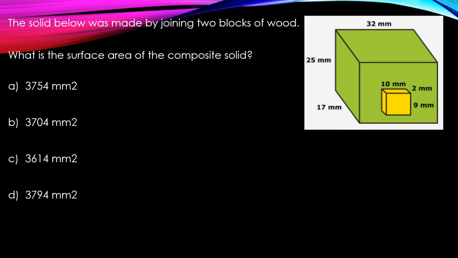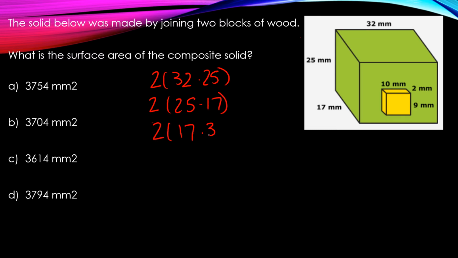Alright, next, here we have this big box, and then there's this tiny box that's attached to the front of it, and we want to know the surface area of this composite figure. What I'm going to do first is find the surface area of the big green box. Again, it's a box, so I can use that trick: 2 times 32 times 25, 2 times 25 times 17, 2 times 17 times 32, and add these all together.